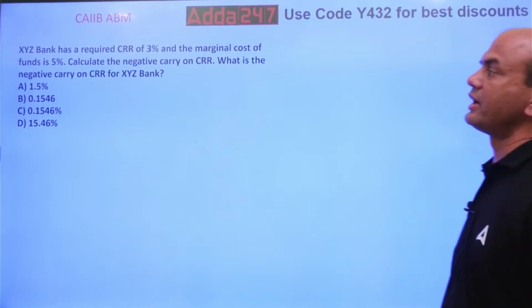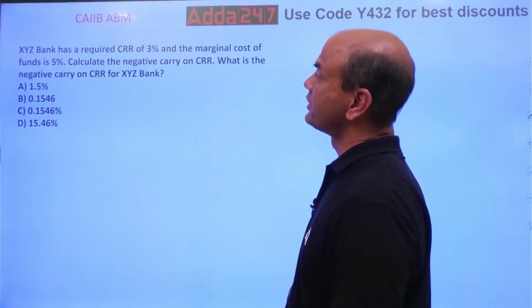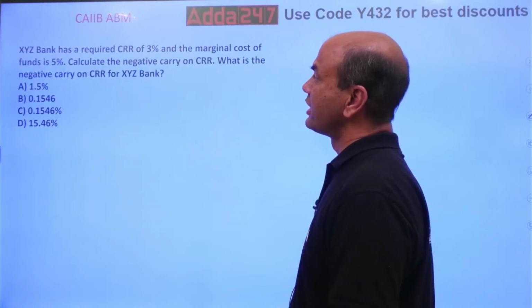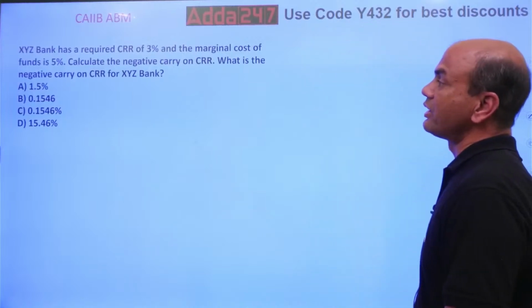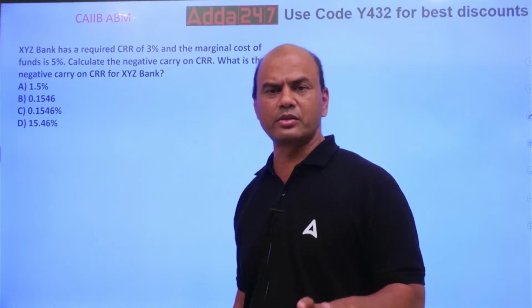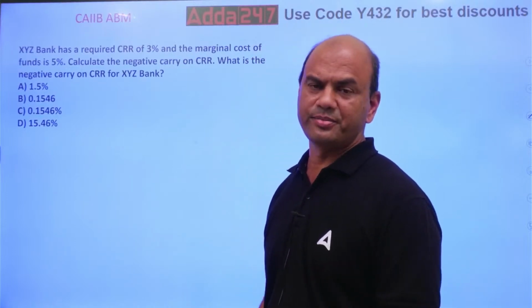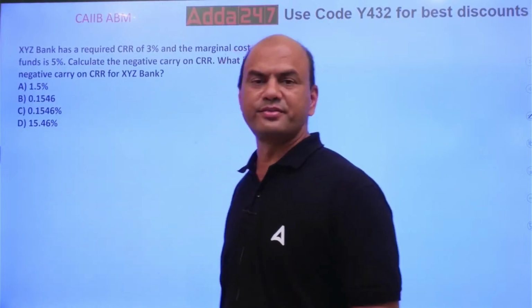XYZ bank has a required CRR of 3% and a marginal cost of funds is 5%. Calculate the negative carry on the CRR. What is the negative carry on CRR of XYZ bank? Means basically you have to calculate the negative carry on CRR. What is this? Answer in this.